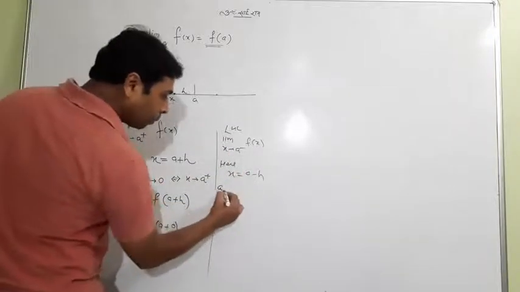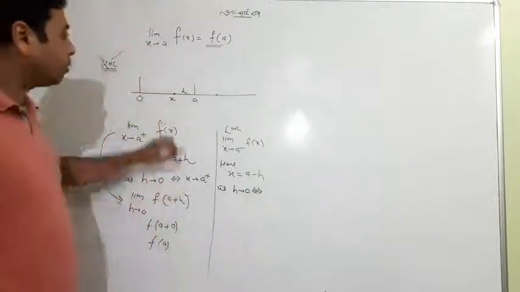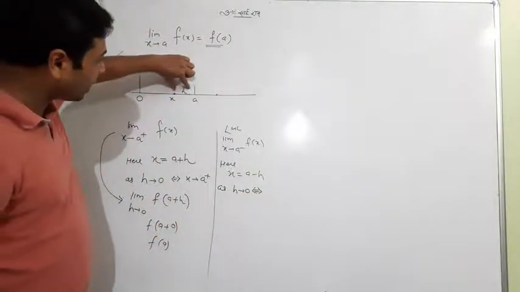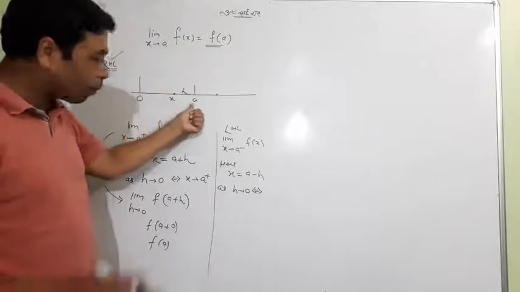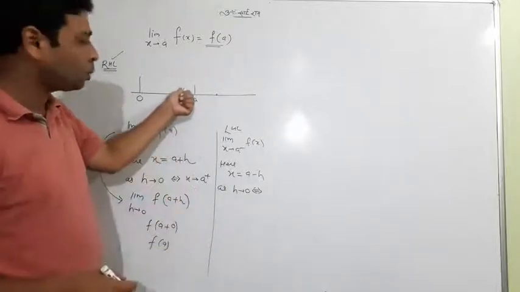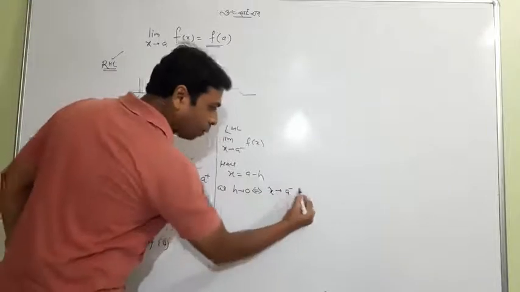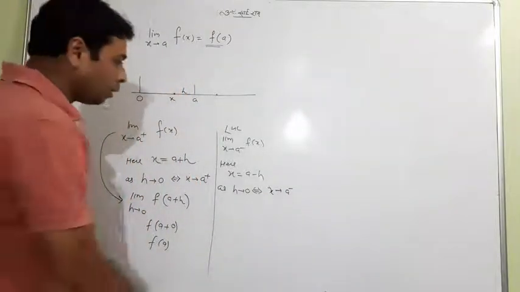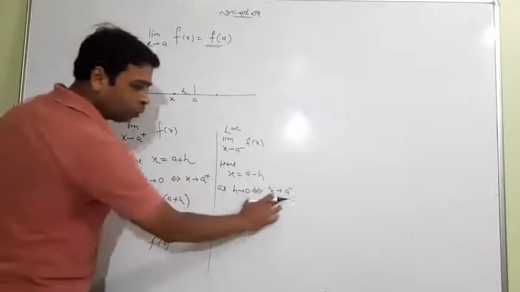When h goes to 0, what will happen now? It's very easy. When h is getting 0, x is going to a from the left direction. As x approaches a from the left direction, slowly coming near to a, h will definitely get 0. When h is getting 0, x will go to a from the left direction. Similar to what I have written before, the same mentality holds for both.